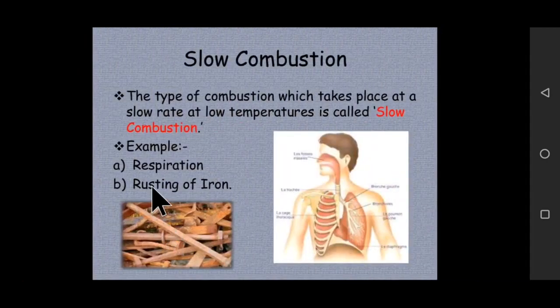Now last comes slow combustion. It is basically a type of oxidation. It is a type of combustion which takes place at a very slow rate. For example, rusting of iron.